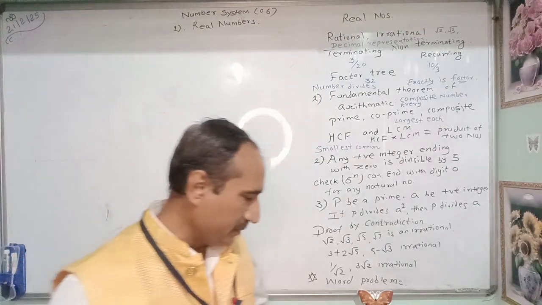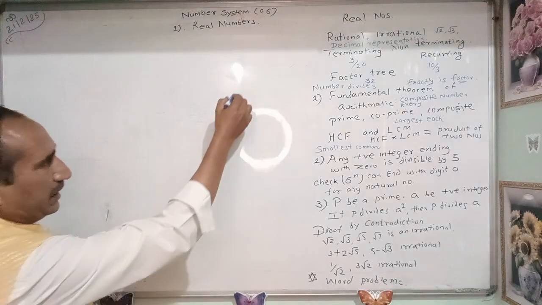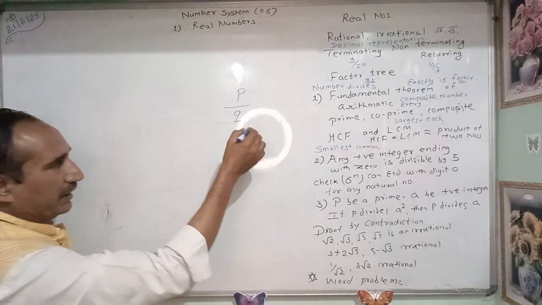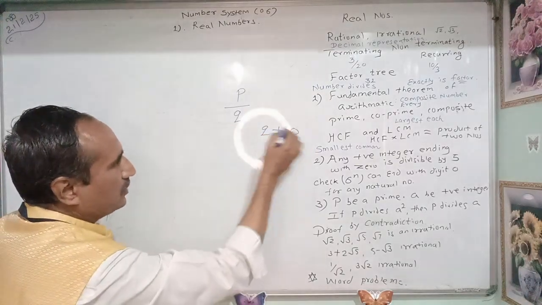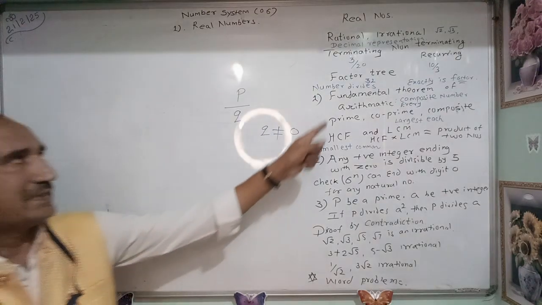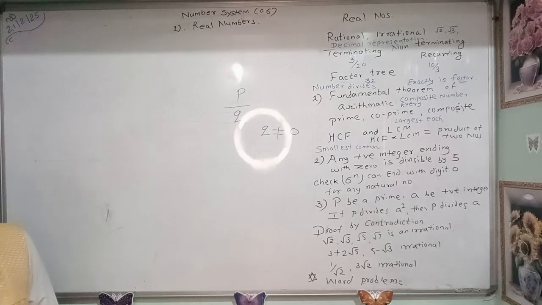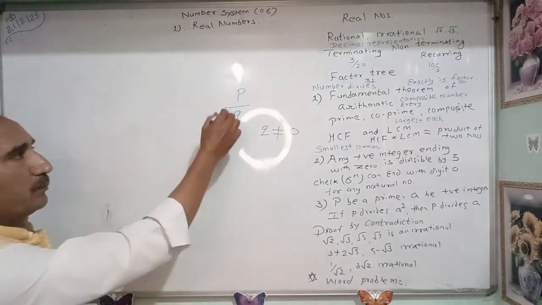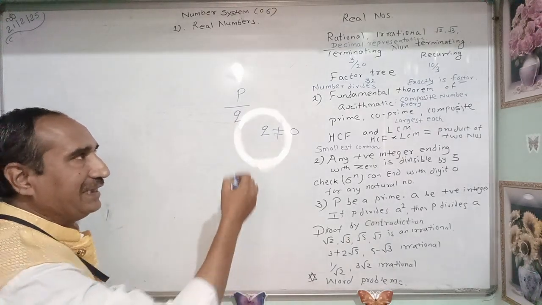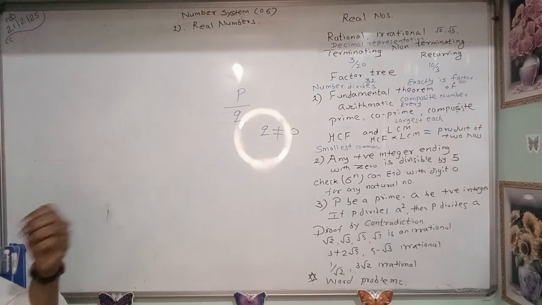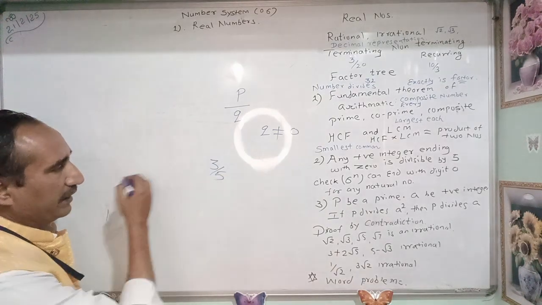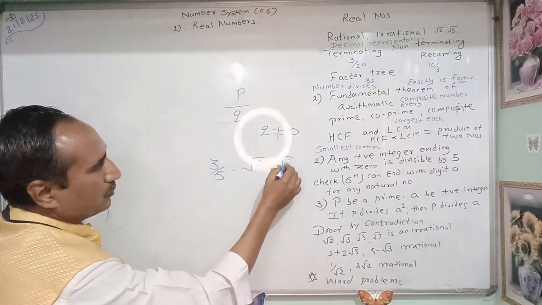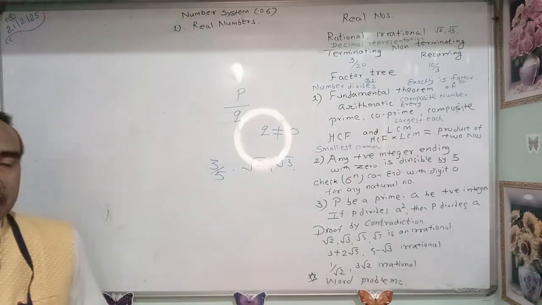So what is a rational number? A number which can be expressed in the form of p upon q, where q is not equal to 0, is called a rational number. And the number which cannot be expressed in the form of p upon q is called an irrational number. For example, 3 upon 5 we can say is rational, while root 2, root 3, etc. are irrational numbers.